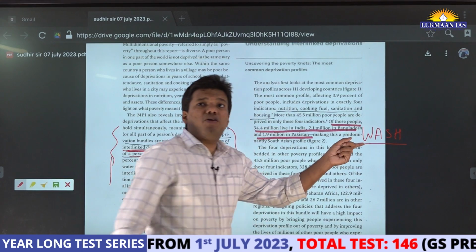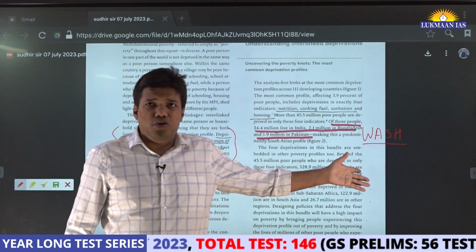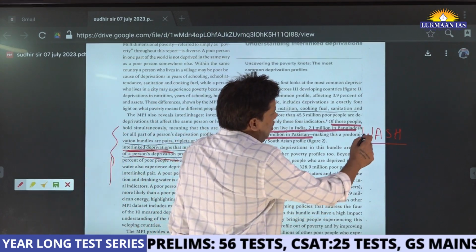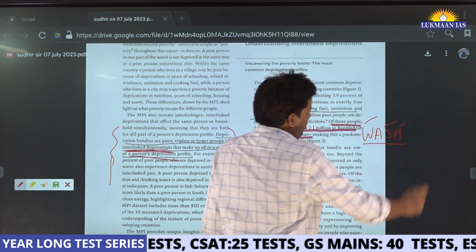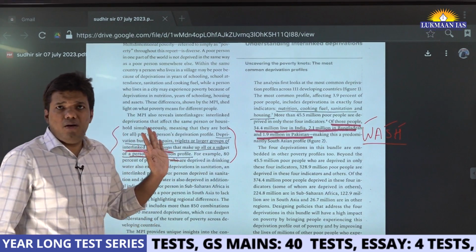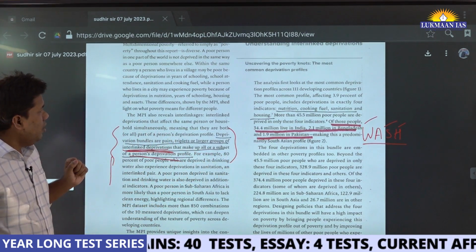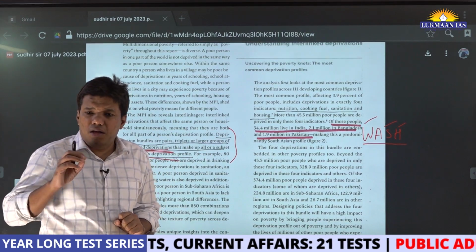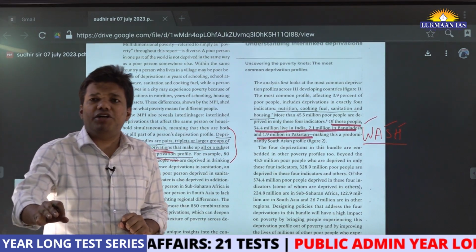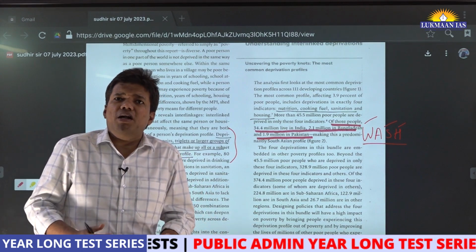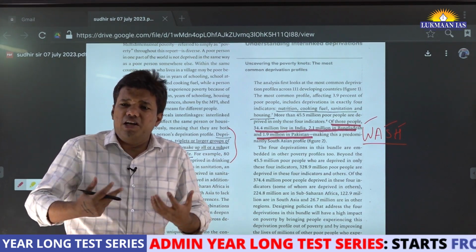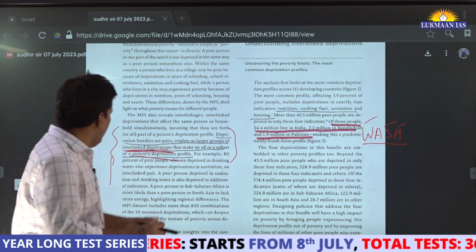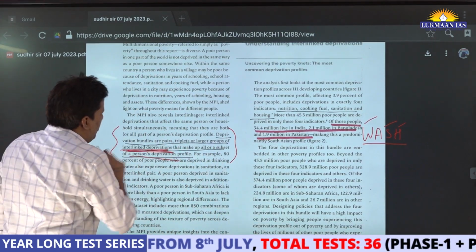In fact, there was a PYQ as well, in 2016 or 17, on WASH. WASH is related to water, sanitation and hygiene. Okay, this is a program run by the World Bank. So, let's say you want to improve sanitation. If you invest in sanitation, then automatically clean drinking water will also be fulfilled. So these are interlinked. That's what they are saying, interlinked deprivation.